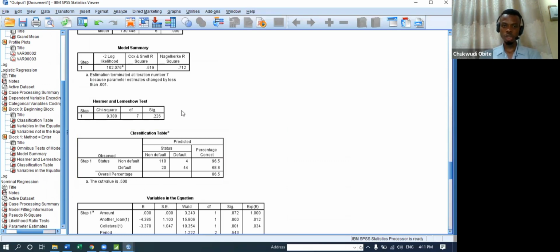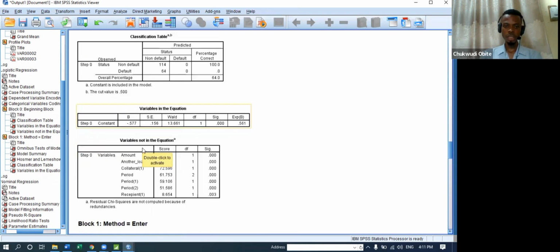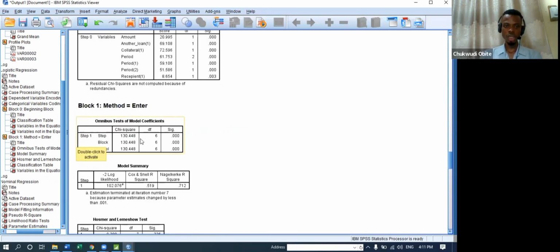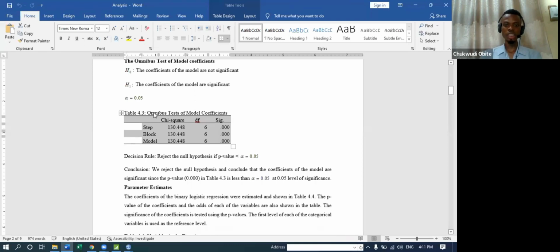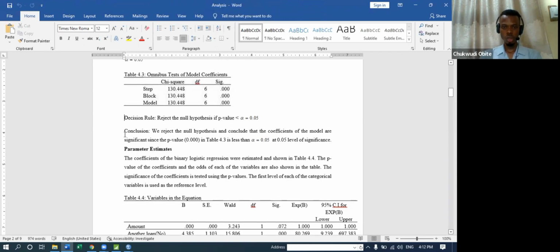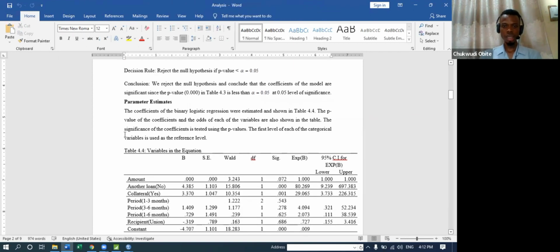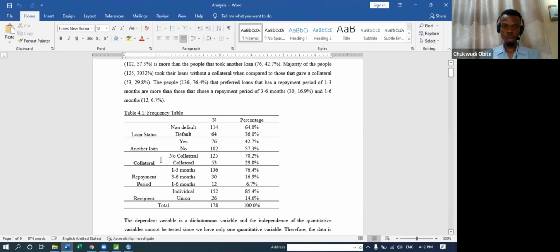It's not your duty to learn how SPSS got the value, but I just want to tell you how the values are gotten. SPSS combines these and gives you the chi-square statistic and the p-value. So we are rejecting the null hypothesis, which means the model is very good. And I've told you why the model is good: the accuracy increased after we added the regression coefficients.